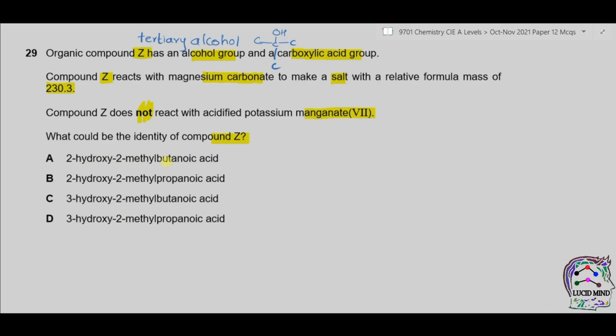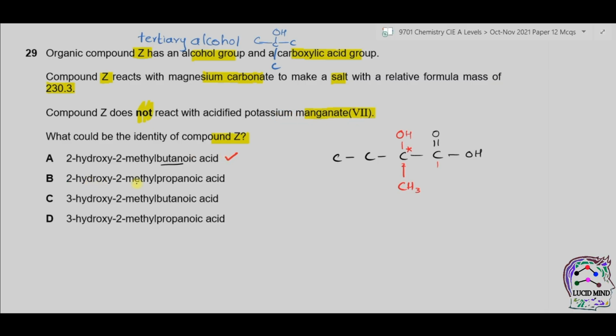First one is 2-hydroxy 2-methyl butanoic acid. We have 4 carbon atoms. Now we have a hydroxy group on the second carbon atom and a methyl group is also attached on the second carbon atom. This is first carbon, this is second carbon. We have OH group and methyl group. Now we can see that this carbon is directly attached with 3 other carbon atoms, so therefore it is a tertiary alcohol. So it will not oxidize with acidified potassium manganate.